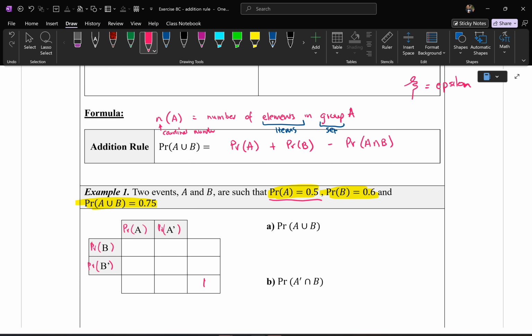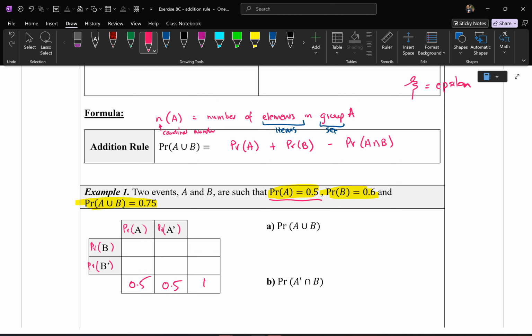They told us that the chances of getting all of A, so this represents all of A, is 0.5. So 0.5 goes here, because that tells me the total for A. That means that the chances of not getting A must be the opposite of that. If there's a 50% chance of getting A, then there's a 50% chance of not getting A.